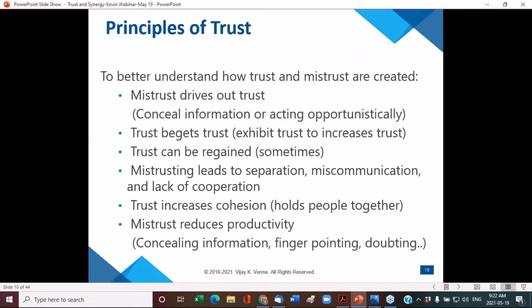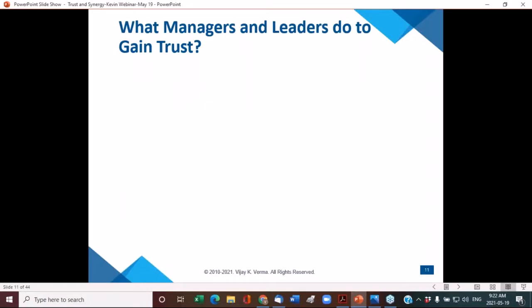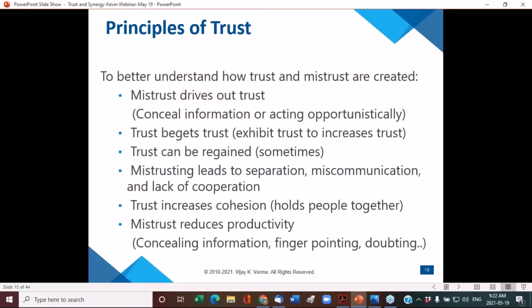Principles of trust, to better understand how trust and mistrust are created. Mistrust drives out trust. If you start concealing information, not being very open, or acting opportunistically, that's when you lose trust from the other person. Trust begets trust. In order to get trust, you have to exhibit trust to increase trust between both parties. Trust can be regained sometimes, and I'll get back to that a little later. Mistrusting leads to separation, miscommunication, and lack of cooperation. And trust increases cohesion. It really is like a glue which holds people together.